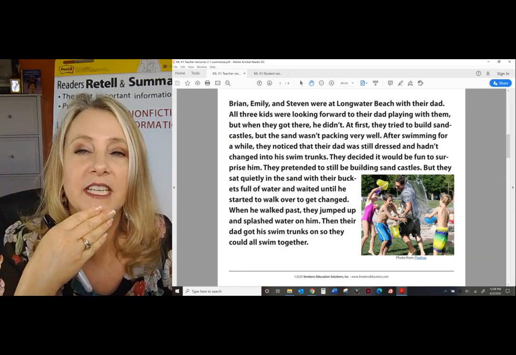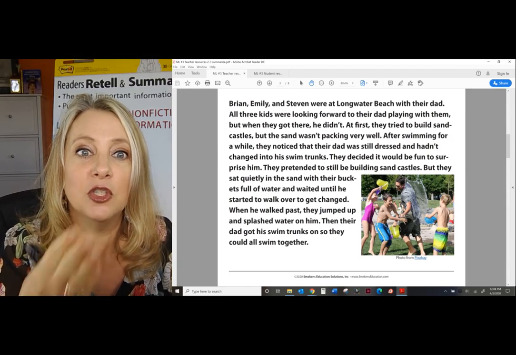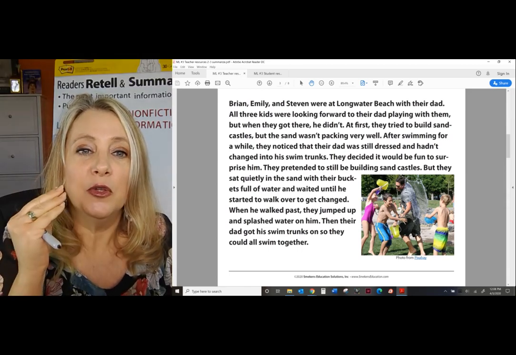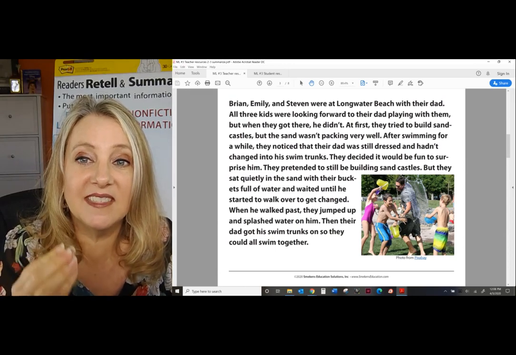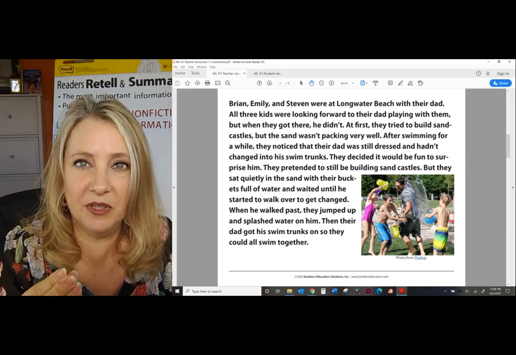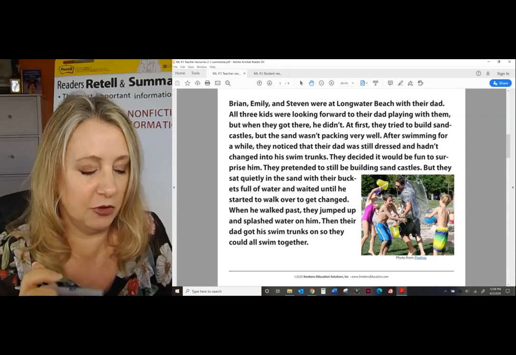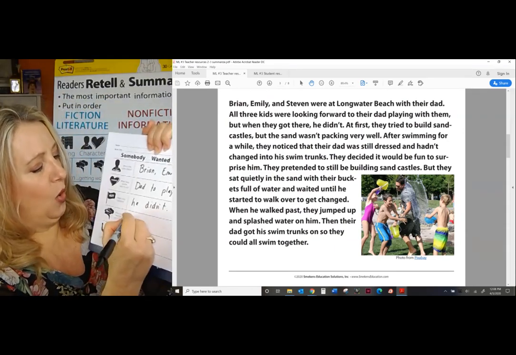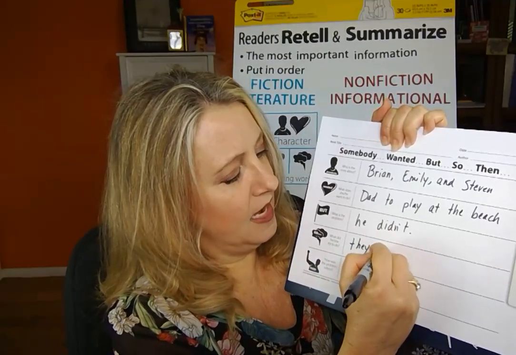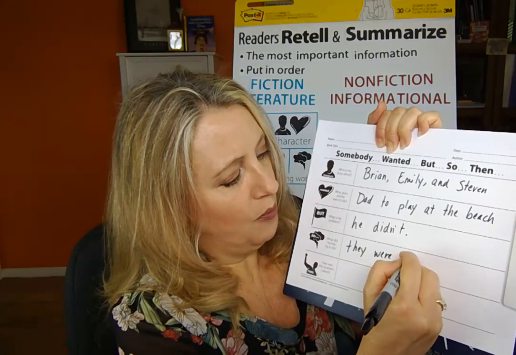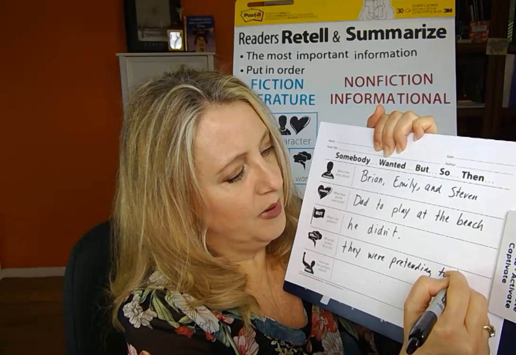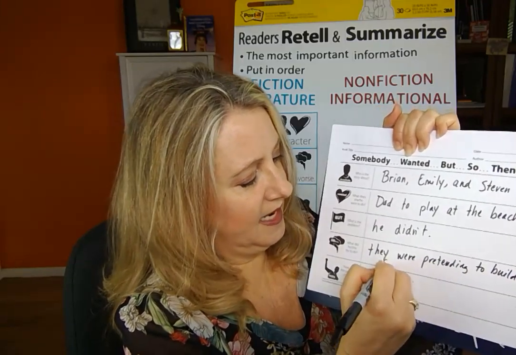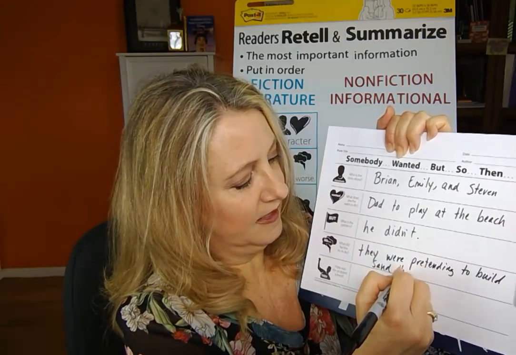Oh my gosh, did you hear it? It came out as the so. So they pretended to be building sandcastles. Do you think that's what we should put down? Because they were pretending, right? They were trying to trick him. So they were pretending to build sandcastles. Oops.